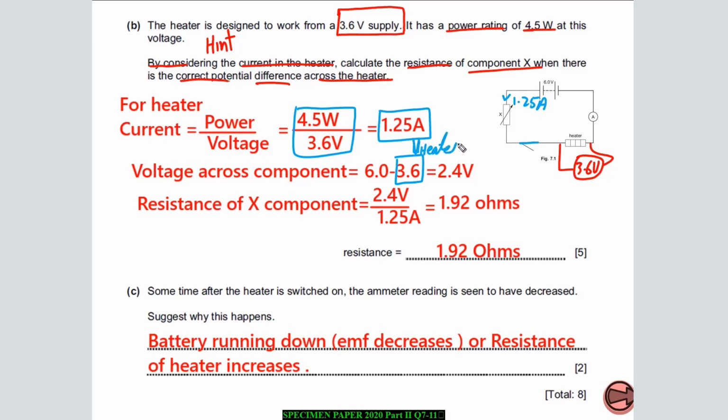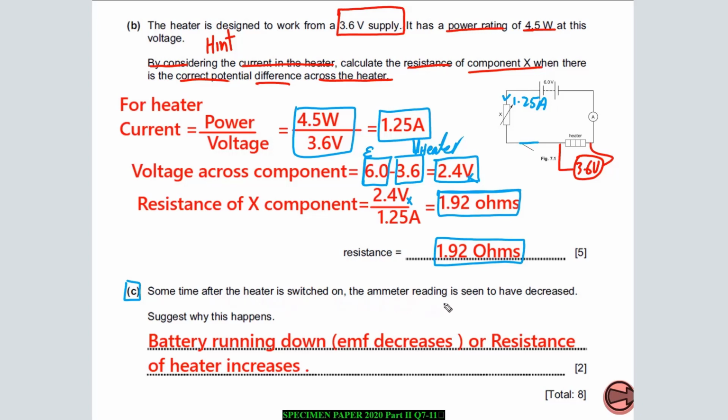Now we have V for heater, and the total voltage, this is the EMF of the battery, or the total voltage across the battery, and we get the voltage across the X component. I will simply say this is Vx. Now we have Vx and we have I. Simply we can calculate the resistance of the X component. So here is the resistance of the X component.